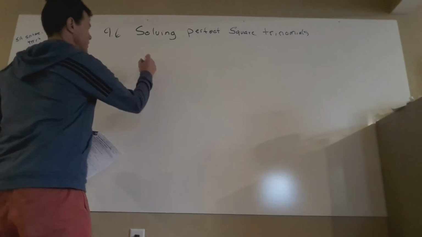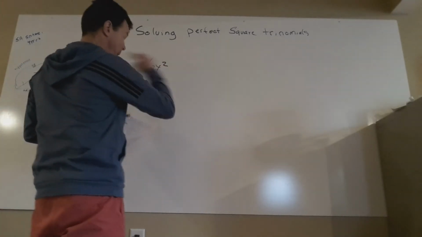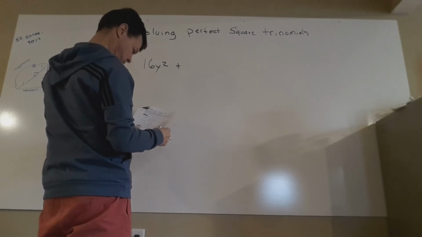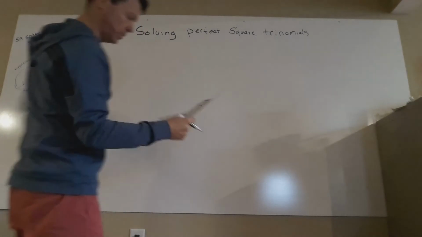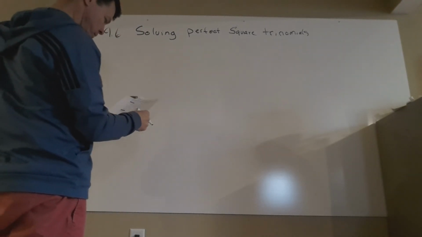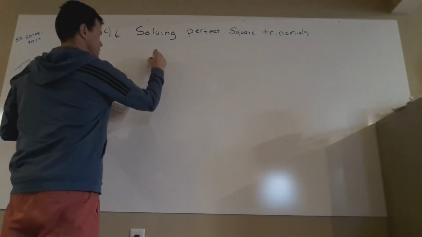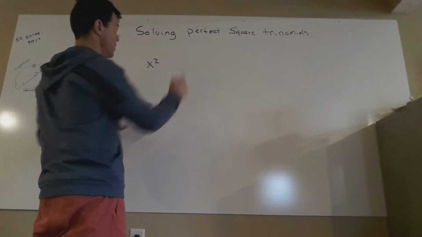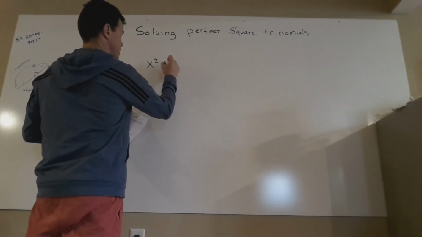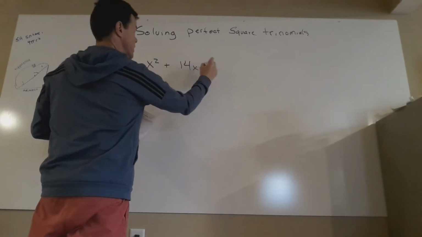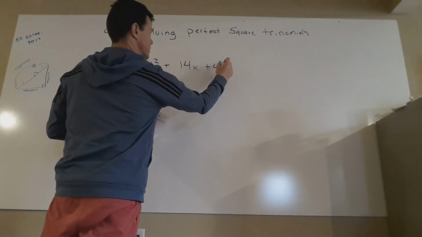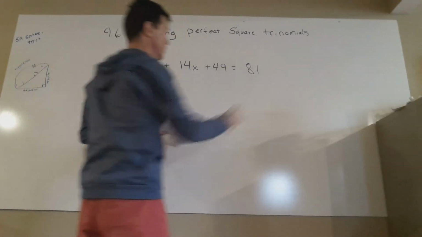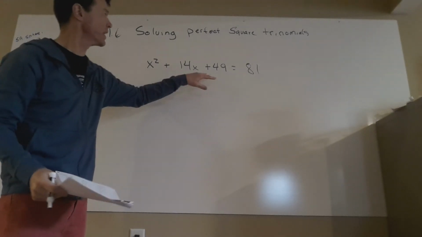Here we go. Wait, that's not it. X squared plus 14x plus 49 equals 81. All right, x squared plus 14x plus 49 equals 81.